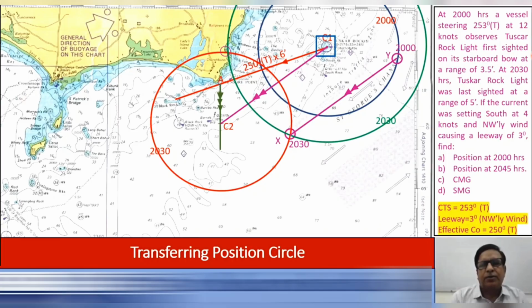Additional information given in this question to rule out the possibility was that only if this was the position at 2000 hours, then the Tusker Rock would be on the starboard bow. Had this northerly position been even in navigable waters, then its corresponding position at 2000 hours would have had Tusker Rock on her port side.